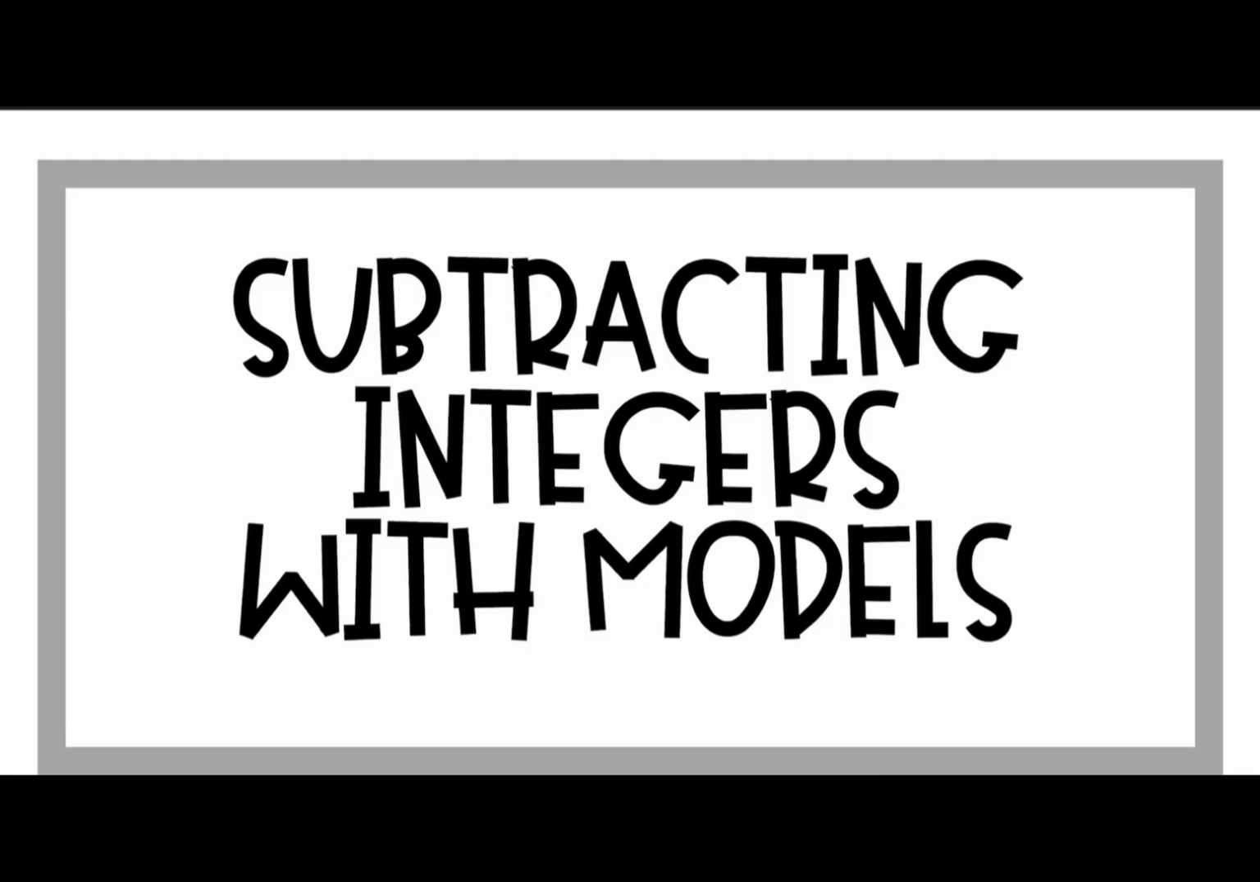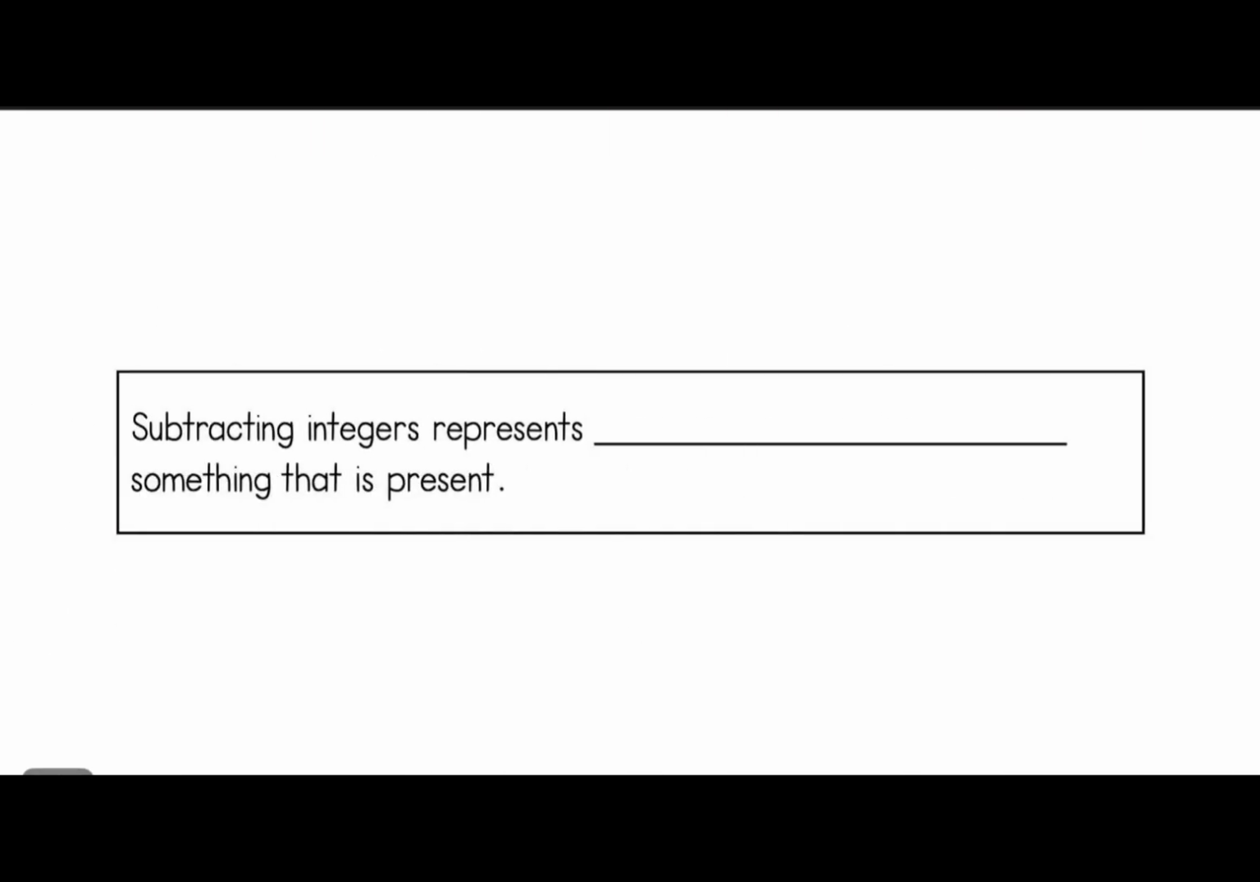Okay, we are going to be talking about subtracting integers with models. Subtracting integers represents taking away something that is present. So we have something, we take something else away, and then we're left with something else.